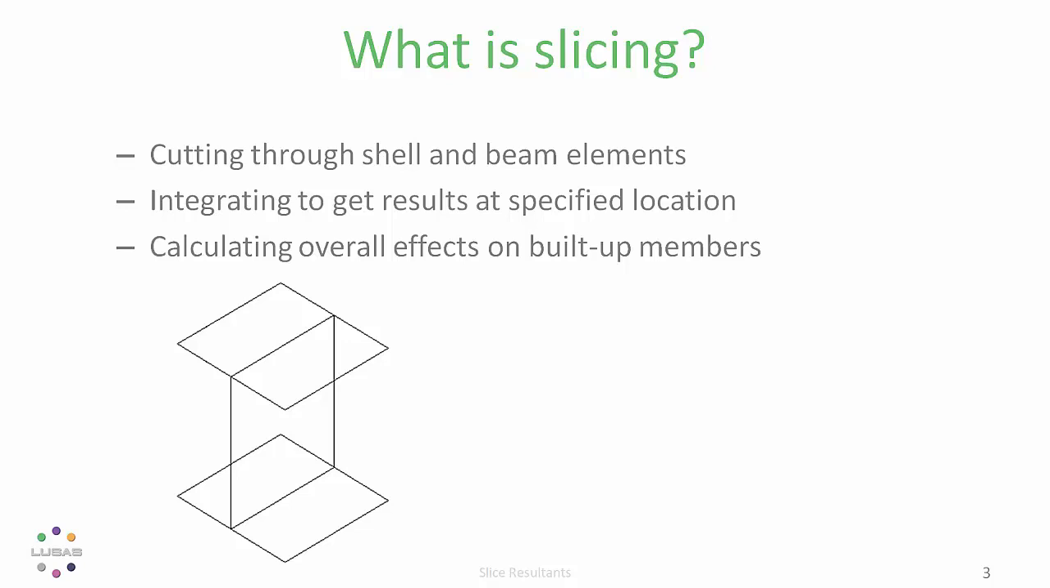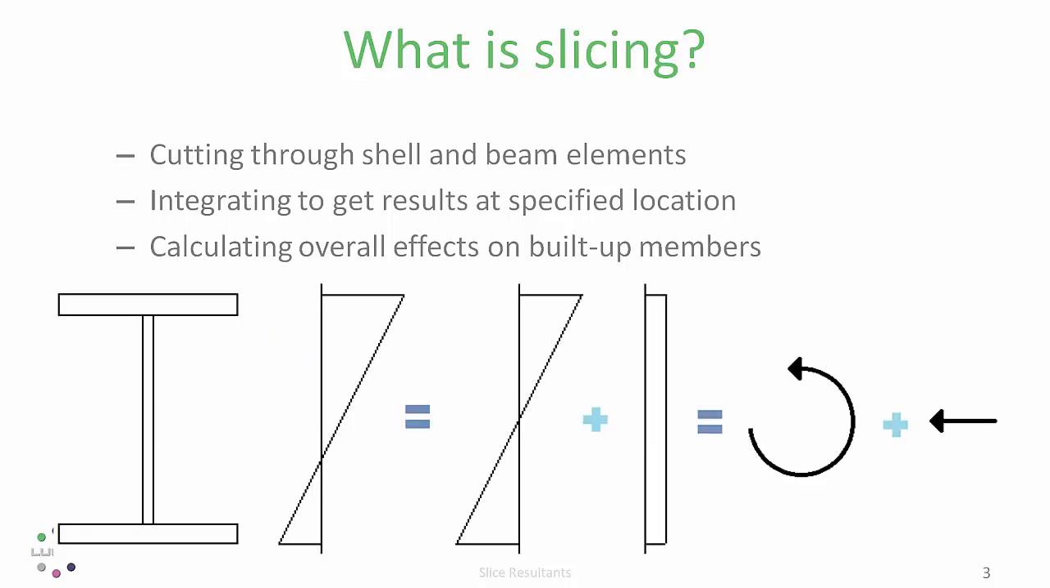If you have results, you can use slicing to integrate to get forces and stresses on individual members. You can then build up a cross-section and use that to calculate effective total effects, such as moment and axial force.